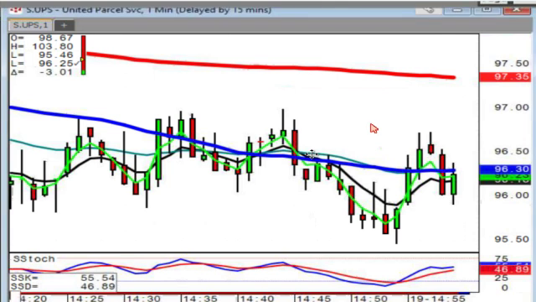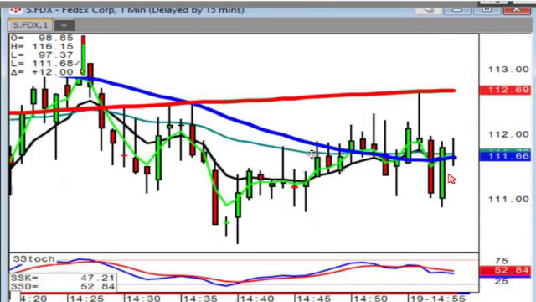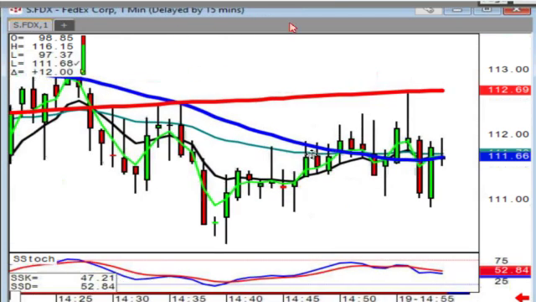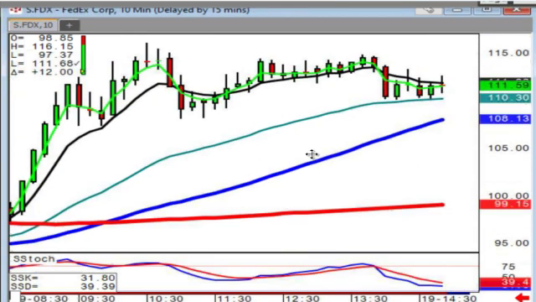And FedEx. We did FedEx. FedEx was one of those. I am on... something is wrong. That's what was wrong. That isn't the 10-minute chart. That's why I couldn't find it.